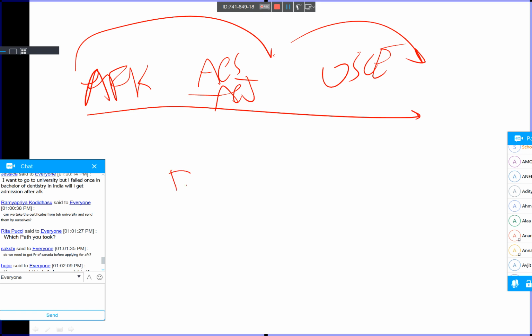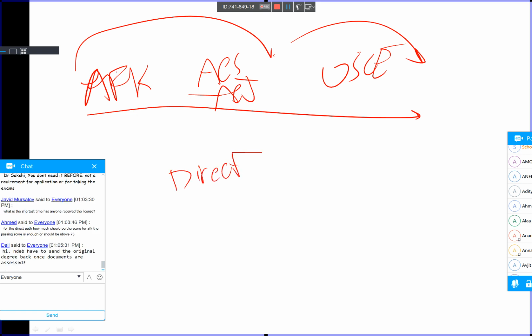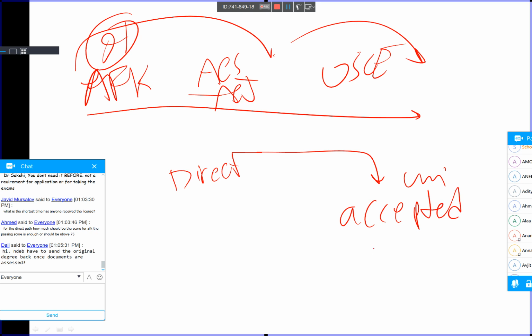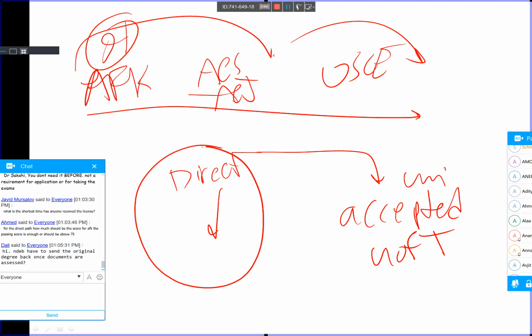Now, what path I took? I said I did the direct path, but because I got 91 in my AFK, I also applied to uni and I got accepted by University of Toronto. So I got accepted by U of T and I also passed my exams and I had to make a decision. Do I want to continue just getting my license or do I want to go back to uni? It was a hard decision at that point, but I decided that I want to go through the direct path and I just want to work and get the experience, and going back to university is just going to take more time and money from me. Like I would be in debt now. So I'm happy that I took the direct path over that.